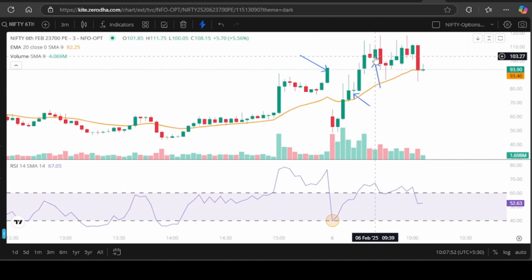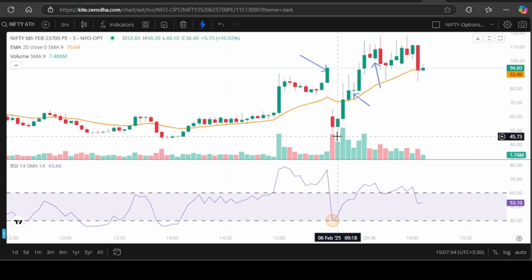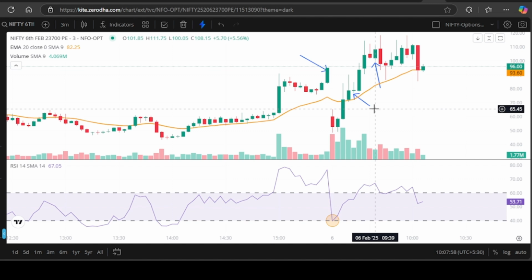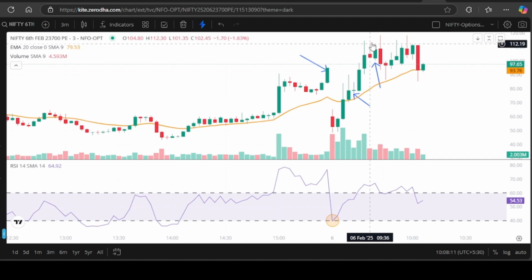This candle. Okay. So let's see. I entered at 60. I exited at 108. Let's say 108. Okay. So a good profit of approximately 50 points. And that is how my trading session ended today.